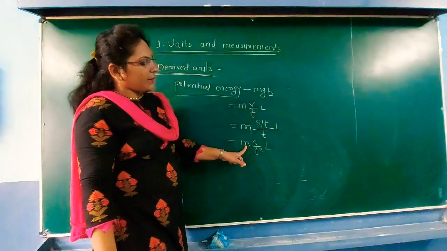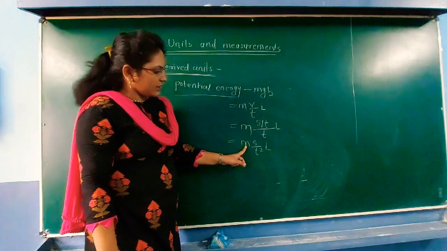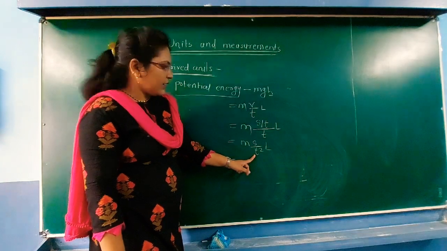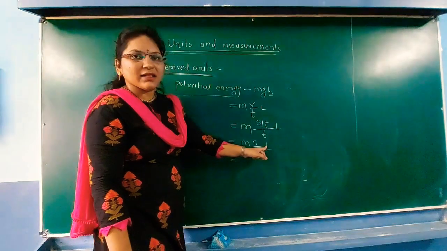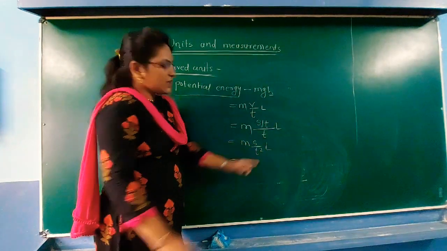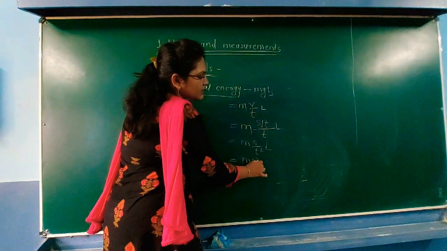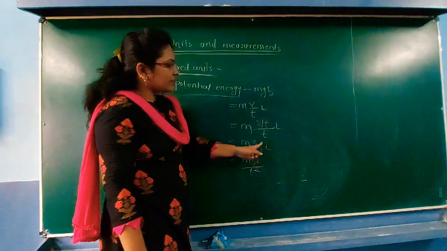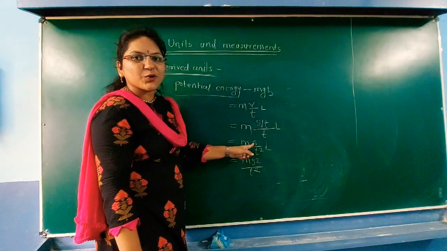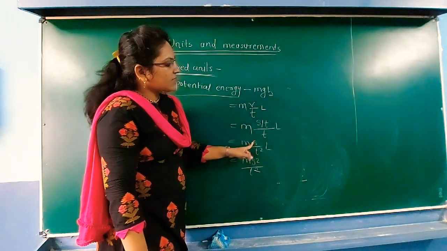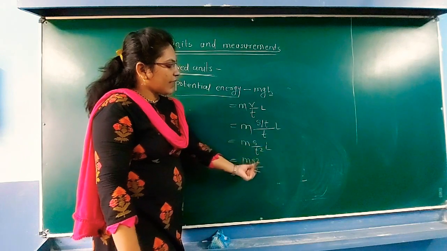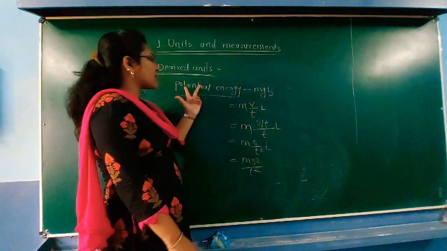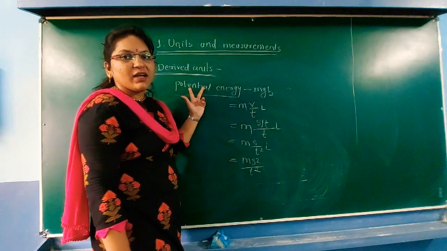See here, m is mass, fundamental. t square, t is time, it is also fundamental. Then s and L, these both are distances. So we can write here ms square upon t square, because length and s both have the same SI unit, meter. So s and L are multiplied and become s square. Then ms square upon t square is the formula for potential energy.